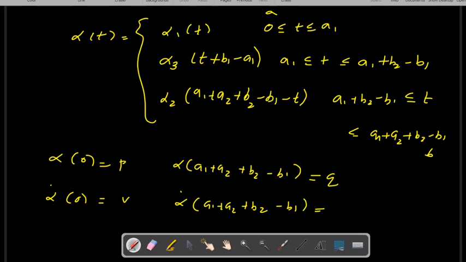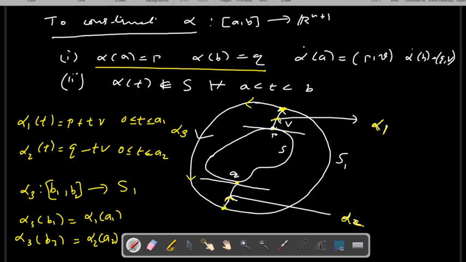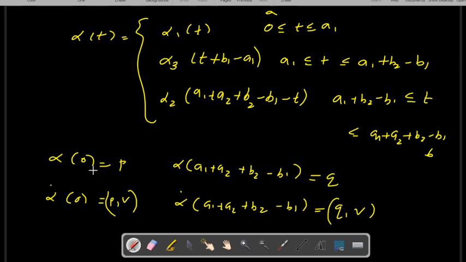So that is coming same as your other point. You can write p comma v, and this will come q comma v. Okay, this will come q comma v. So all the conditions are satisfied, and this is also satisfied. I told this is coming outside s, so this is also satisfied. Here a and b, what is a and b? A is 0 and b is this value. Okay, this is the value for a, that you remember. So this is the alpha of t you have constructed.